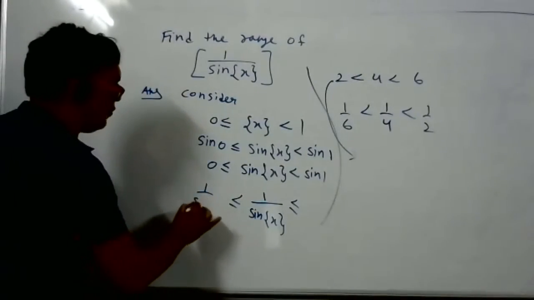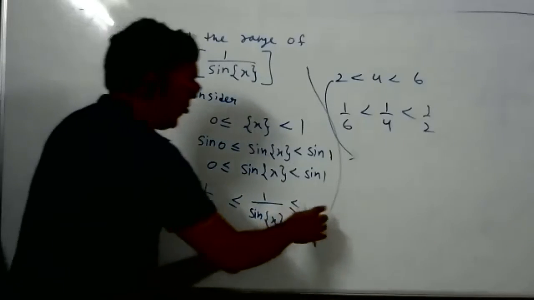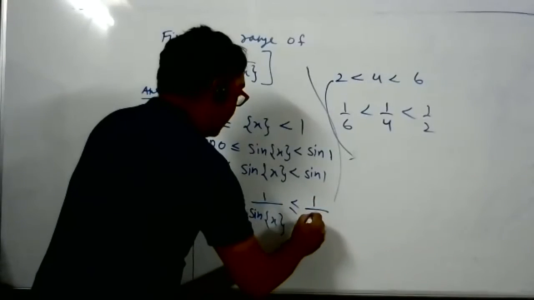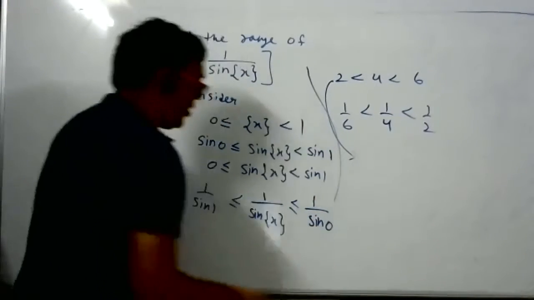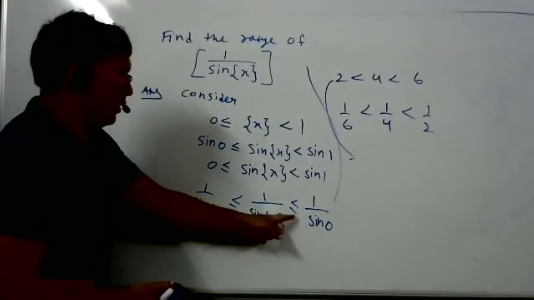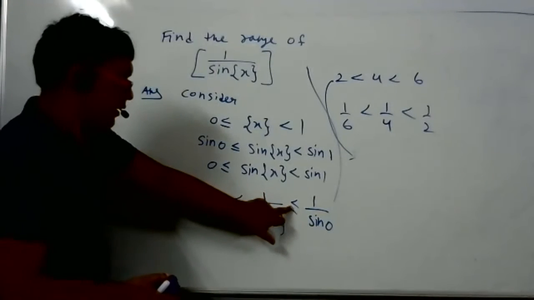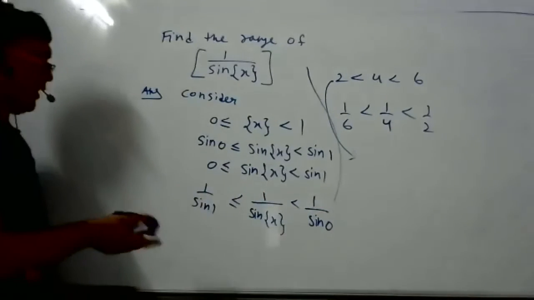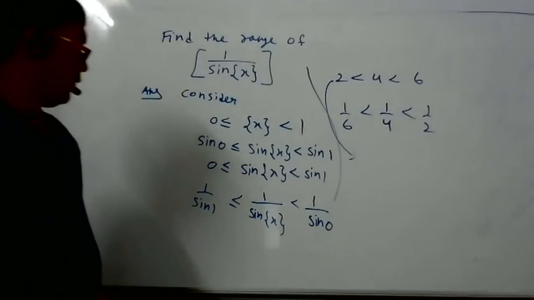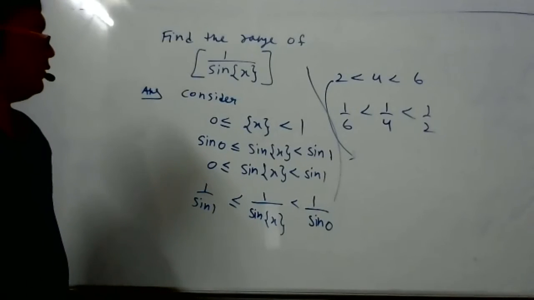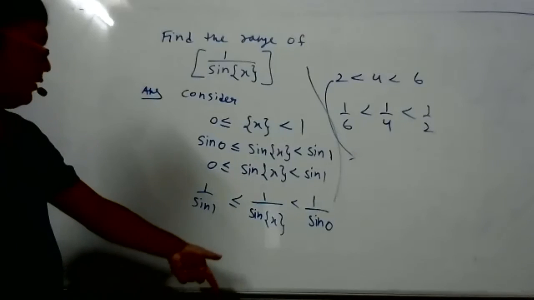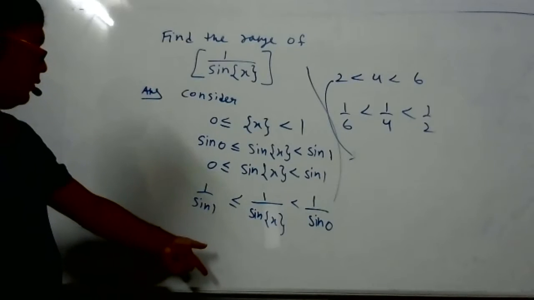1 by sine 1, and here I can write 1 by sine 0. As the girl is telling, sine 0 means, let us not write this equal to, because it is like infinity now. So whoever has a doubt can ask me. Anybody has a doubt, ask me. And no doubt means I can proceed.